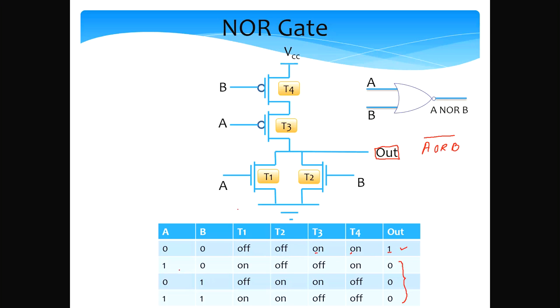Now let's consider the next situation where A is 1 and B is 0. So if A is 1, the transistor T1 will conduct, so it is on. Since B is 0, T2 will be off. Similarly, let's take a look at T3 and T4. Since A is a logical 1, a high voltage, T3 is turned off. And T4 will be turned on, but it doesn't matter, because when transistors are connected in series, if one of them is off, the entire line is off.